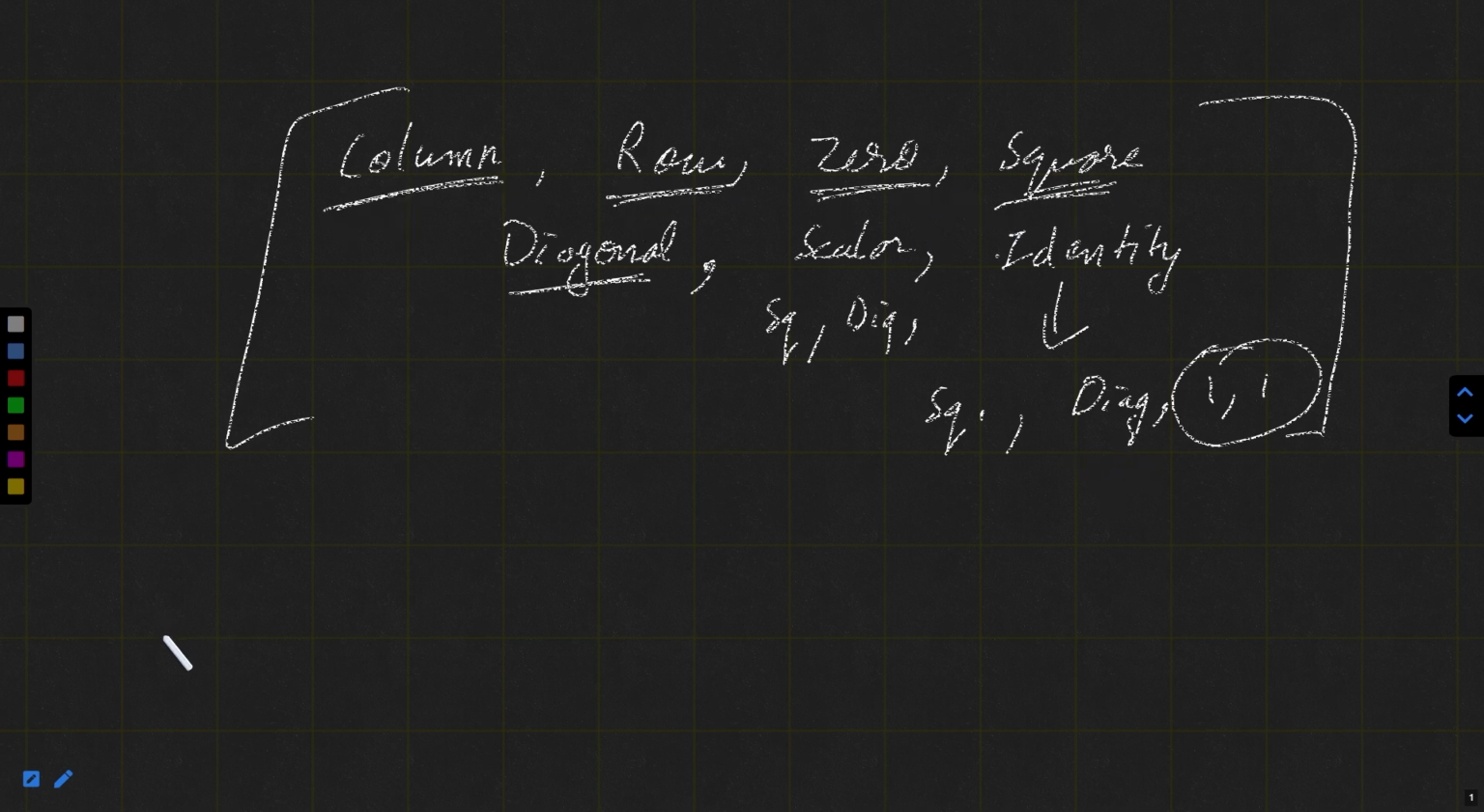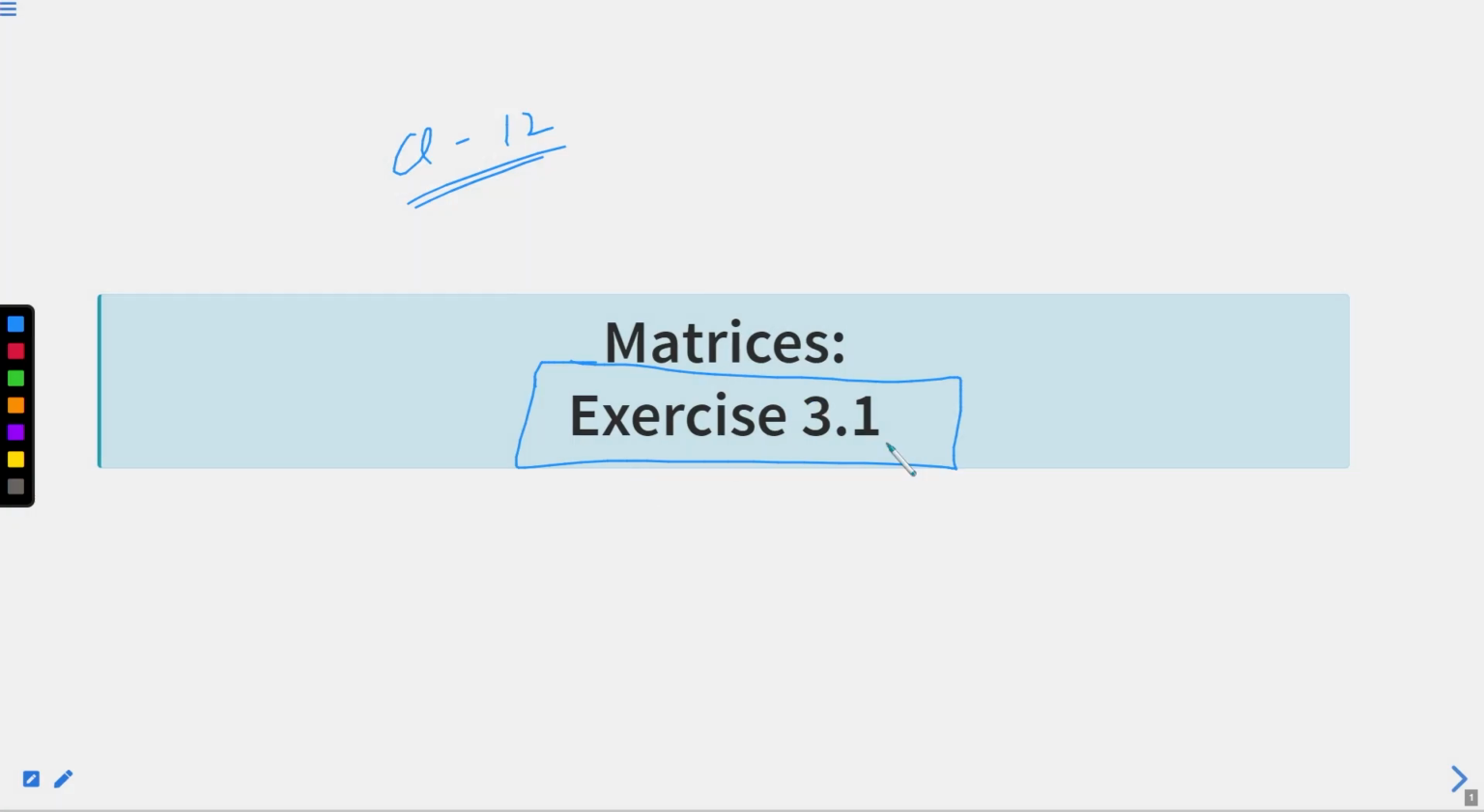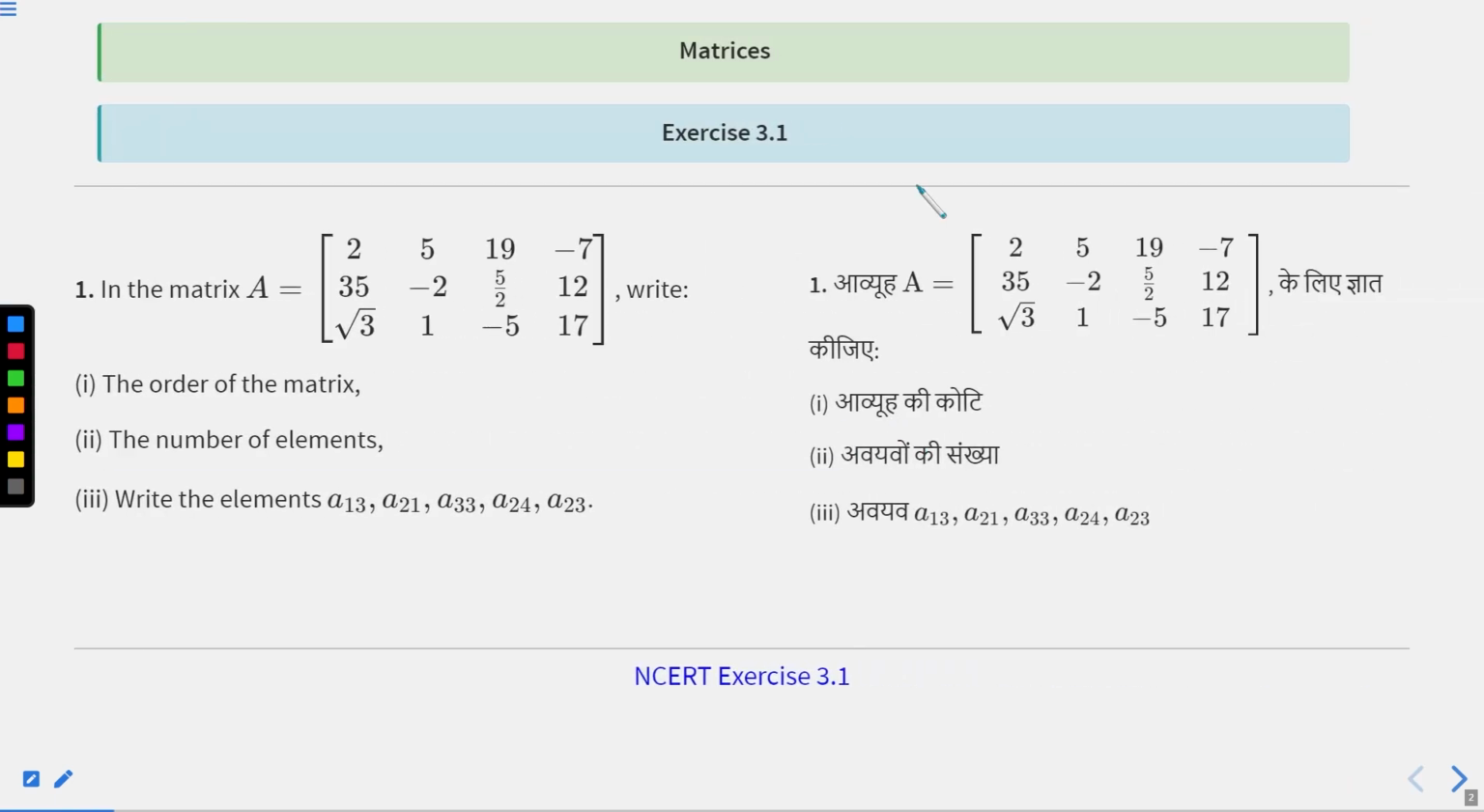Okay, so in this session we are talking about exercise 3.1. Let's see the first question. In the matrix A, write the order of the matrix. Order of the matrix means the number of rows and the number of columns. First of all, we must write the number of rows. How many rows are you having, or how many horizontal lines? 3. So this means 3 rows. And how many columns? The number of vertical lines. This means 4. So 3 cross 4 will be your order. I hope that it is clear.